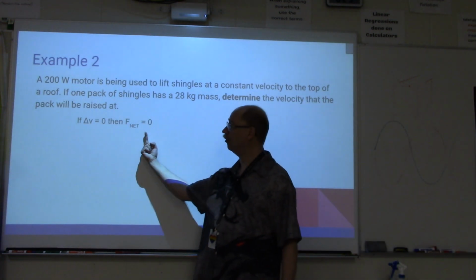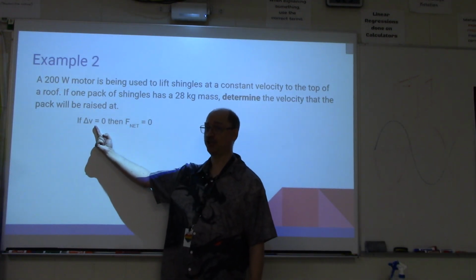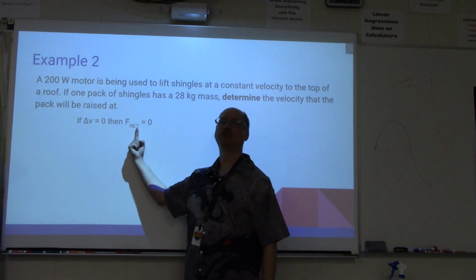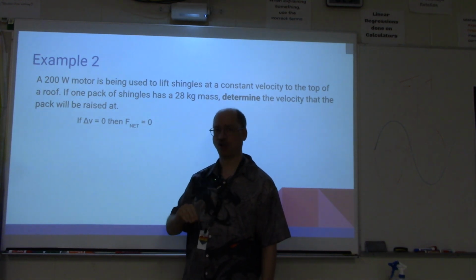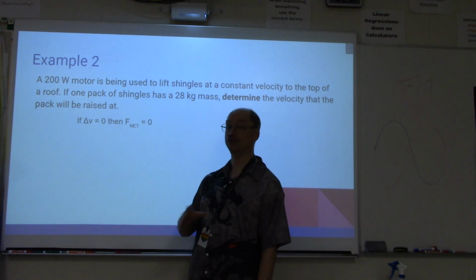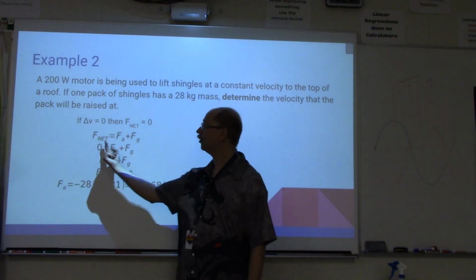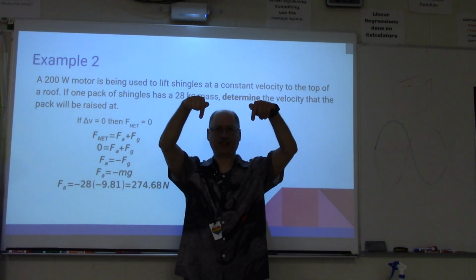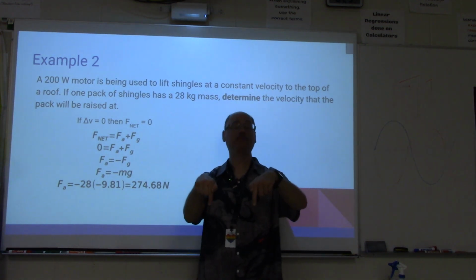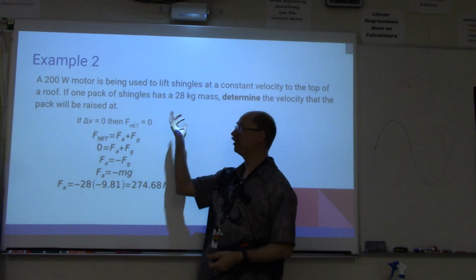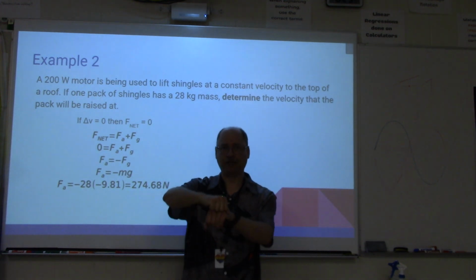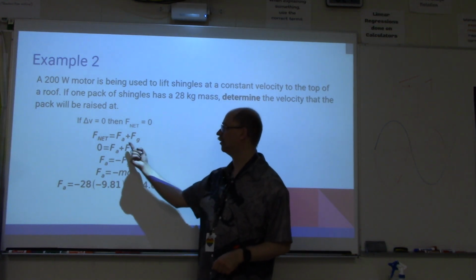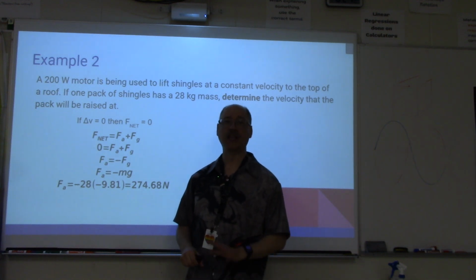So I know that there can't be any change in velocity, so F net has to be zero. That's the only way to say that we could be lifting things at constant velocity. That's basically Newton's first law, okay? So F net is equal to Fa plus Fg. I'm basically saying that the shingles have a force of gravity pulling down on them, and however this motor is doing it, it's applying a force to lift the shingles up. Sure, if it's a cable or something, we could be calling this force of tension in the cable. That's all cool.